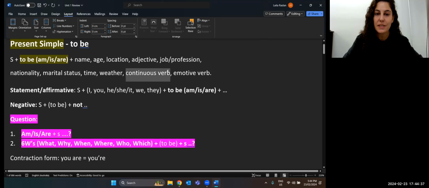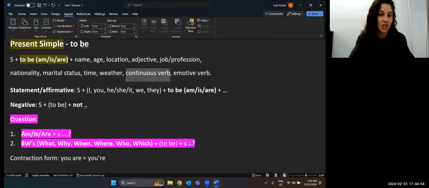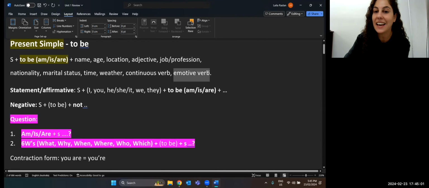Is it a continuous verb? I know we haven't done this in this unit. I'm just trying to put all the rules together to show you exactly how we use this. The continuous verb is like saying, I am studying today. I am working today. I am teaching you to speak English. I am speaking to my mother. That's the continuous verb.